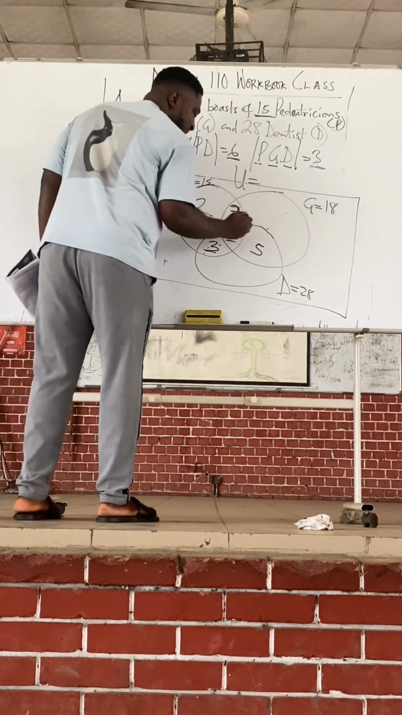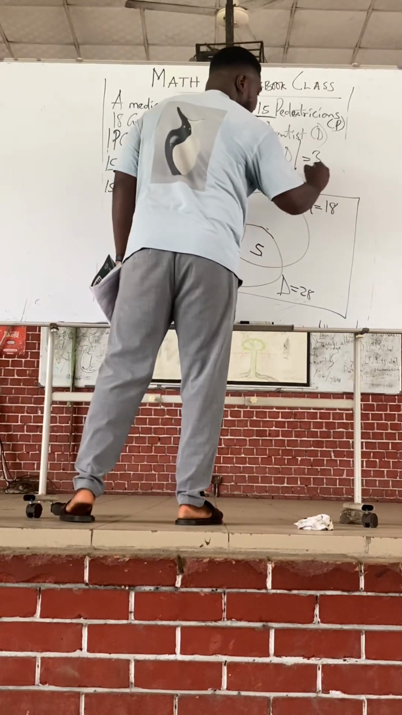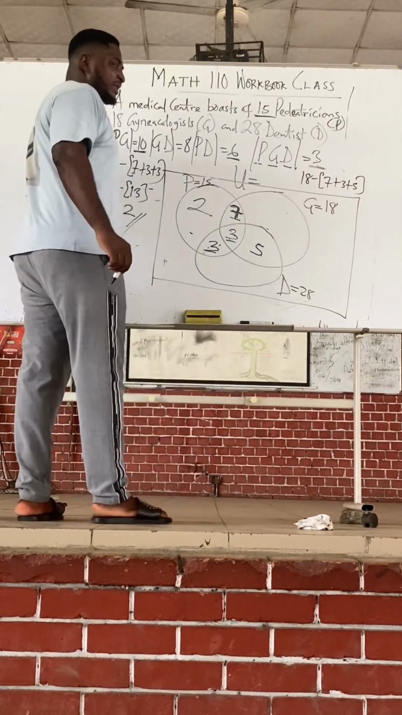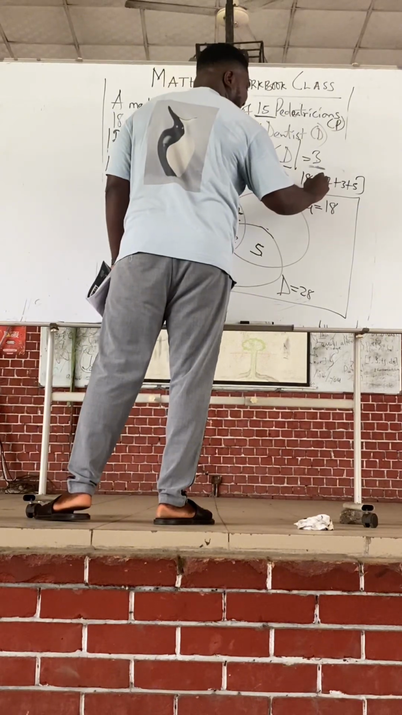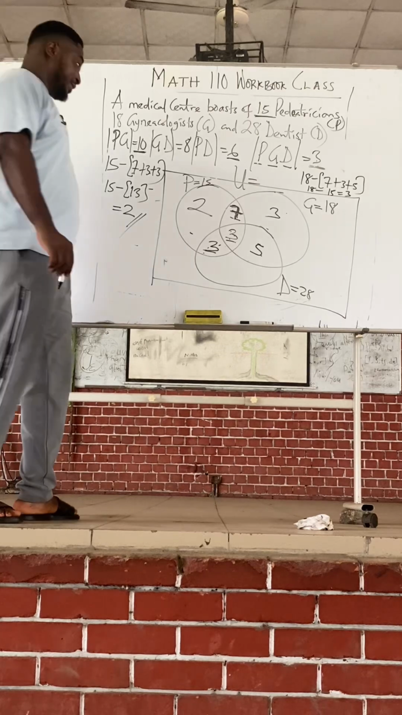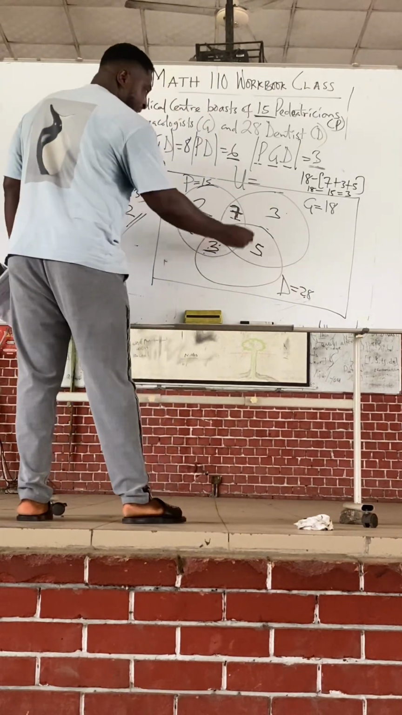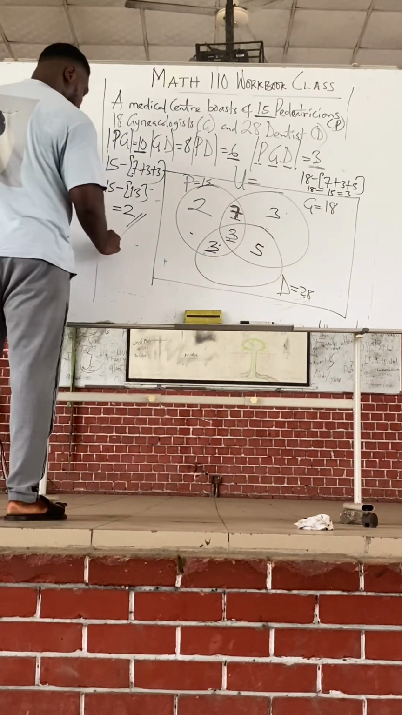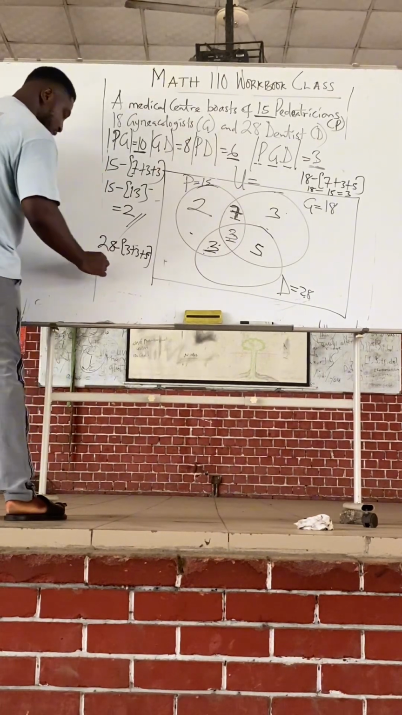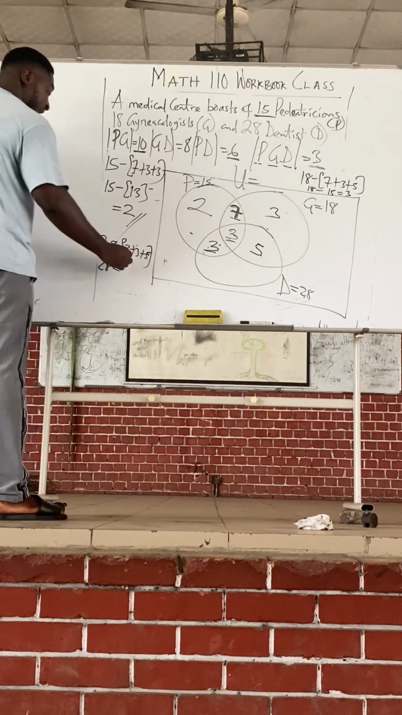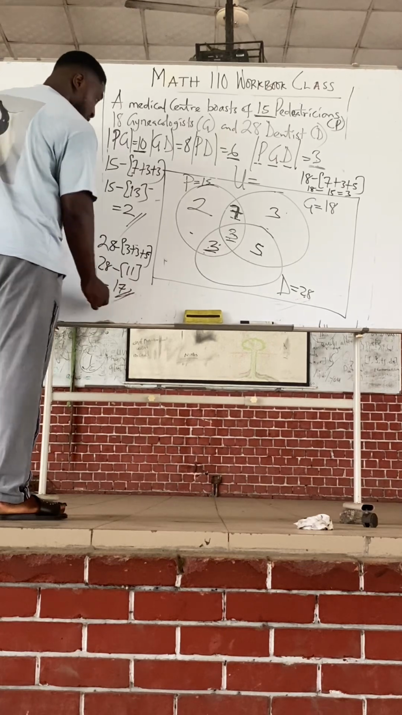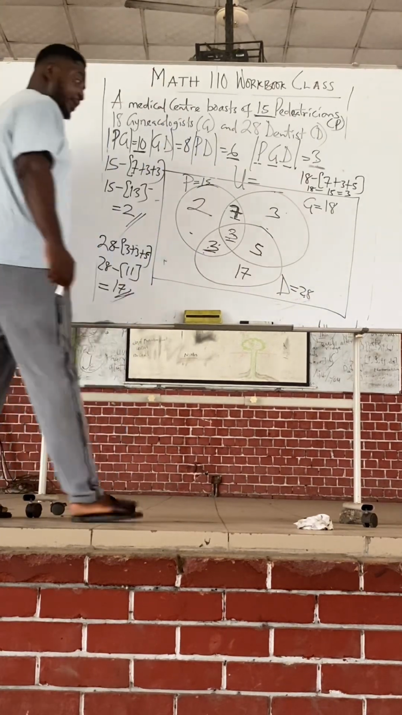You're going to subtract 18 from 7 plus 3 plus 5. 7 plus 3 plus 5 is 15, right? 18 minus 15 will give us what? 3 people are doing gynecology. Then for this one, you subtract everybody here. You're going to have 28 minus 3 plus 3 plus 5. That's 3 plus 3 is 6. 6 plus 5, 11. 28 minus 11 should give you 17 students are doing dentistry only.